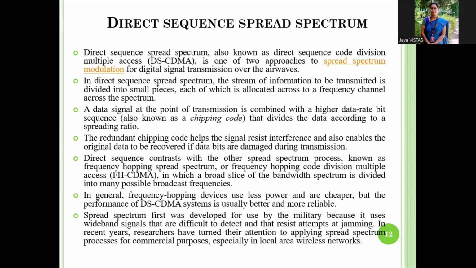Spread spectrum was first developed for use by the military because it uses wideband signals that are difficult to detect and difficult to crack, and that resist attempts at jamming. In recent years, researchers have turned their attention to applying spread spectrum processes for commercial purposes, especially in local area wireless networks.